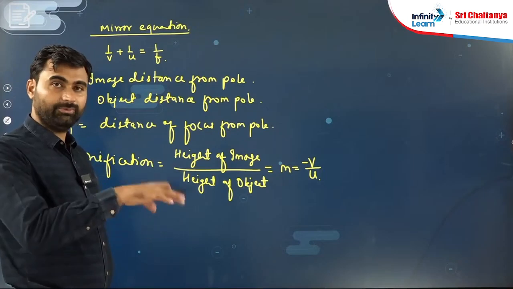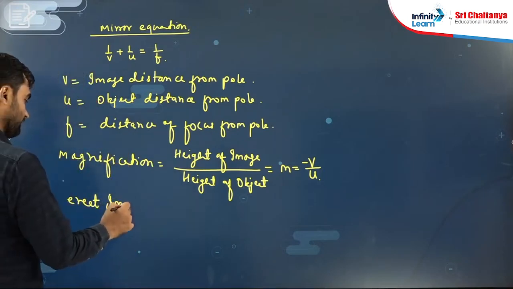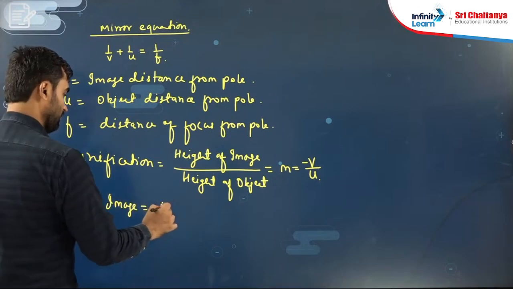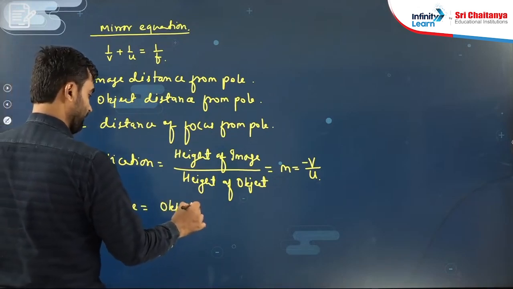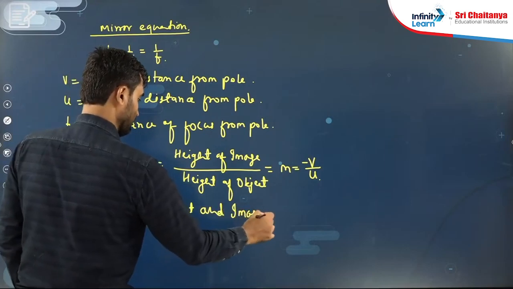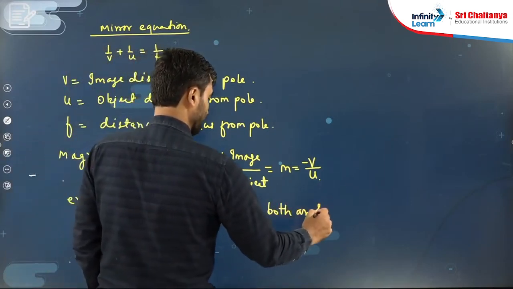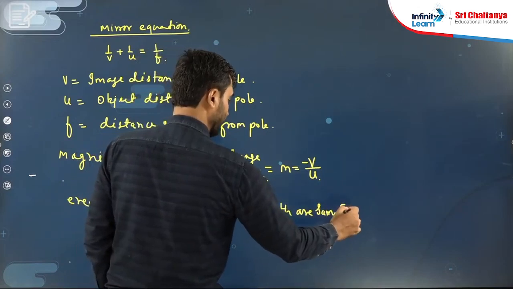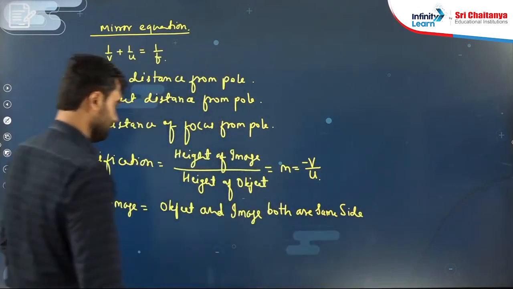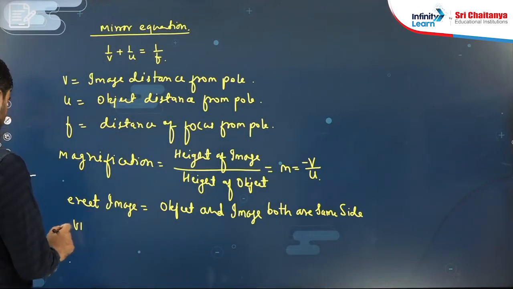Erect image means object and image both are on the same side. We will use all these points in question solving. And inverted image.